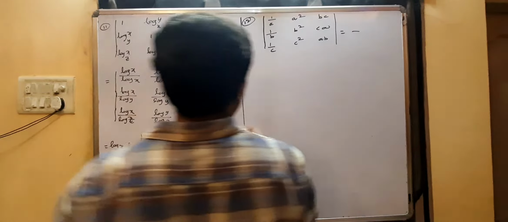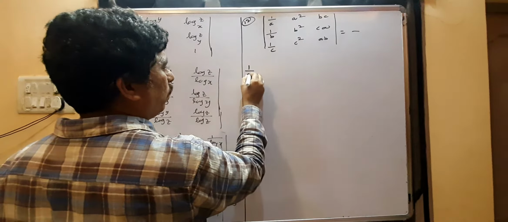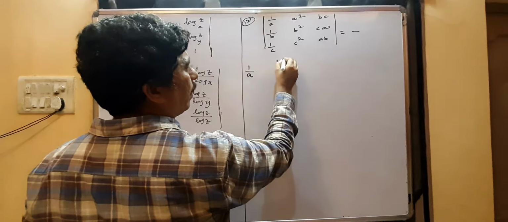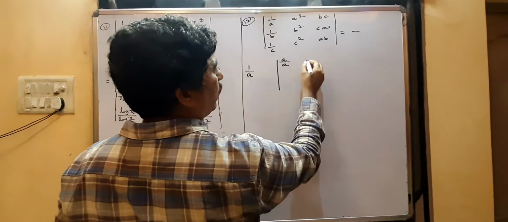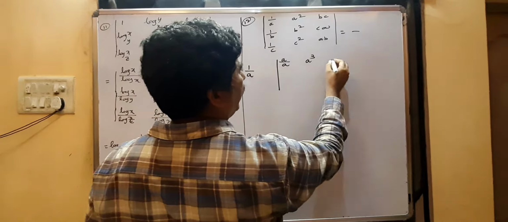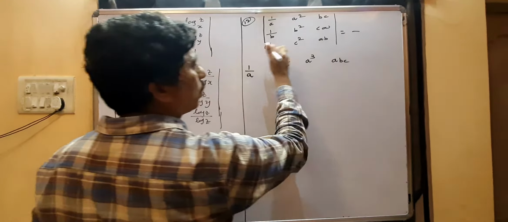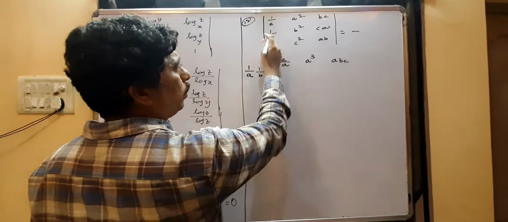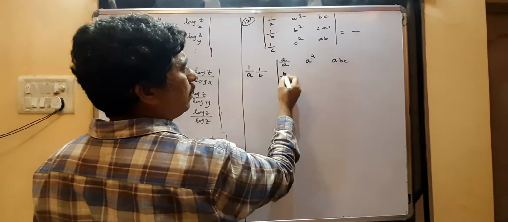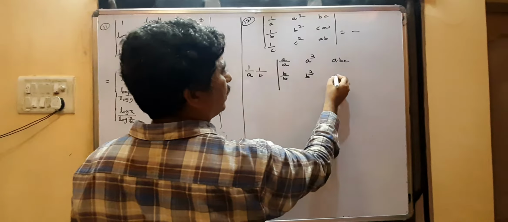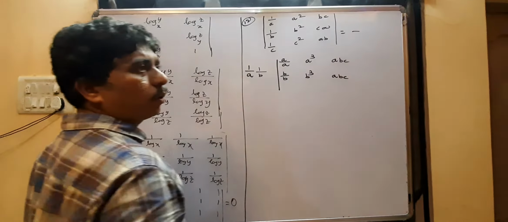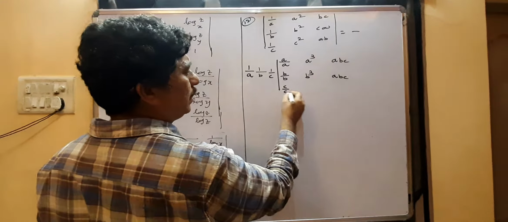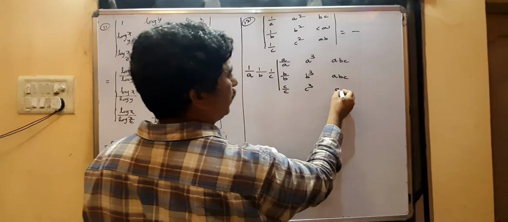See here. Multiply and divide by A. First row you have to multiply by A and divide by A outside. A by A, A squared into A cube, A into BC, ABC. Second row I will multiply by B, so outside you have to write 1 by B. B into B squared, B cube, AC into B, ABC. Third row you can multiply by C, so divide by C outside, C by C, C cube, ABC.